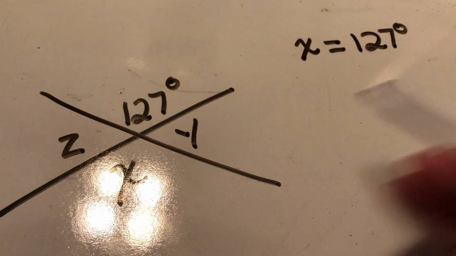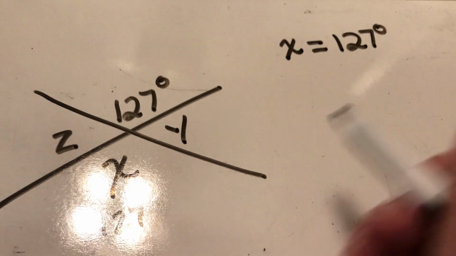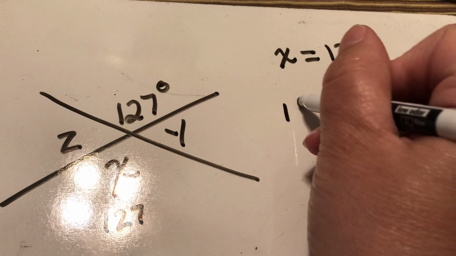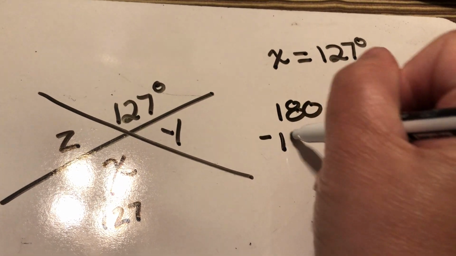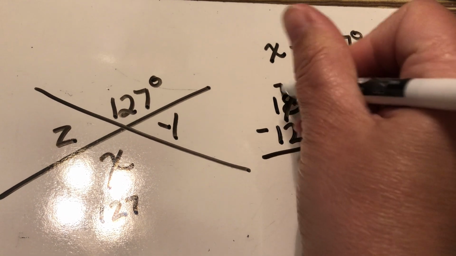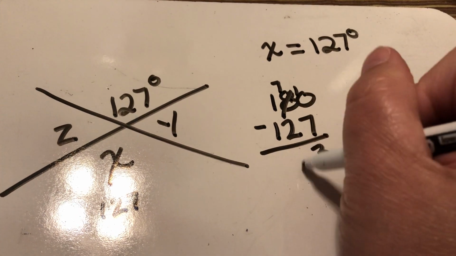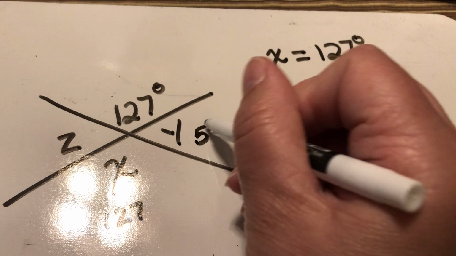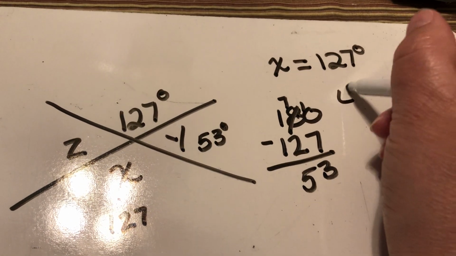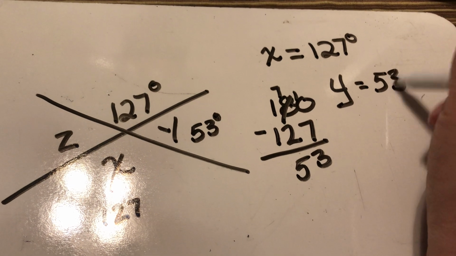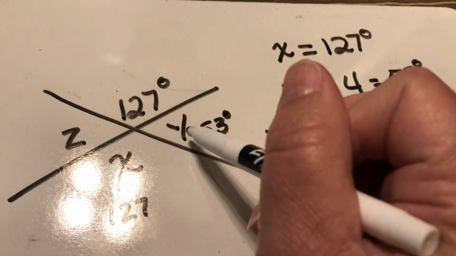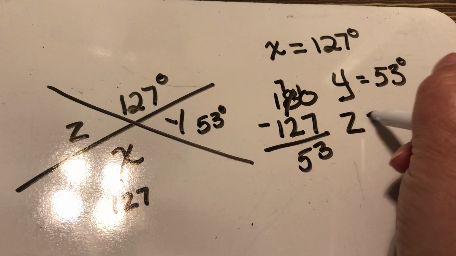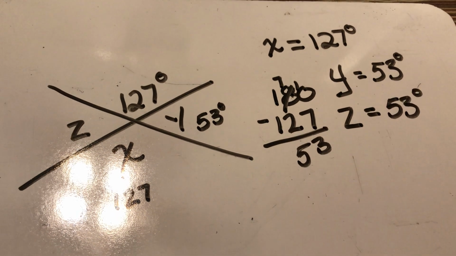Because X is 127, I know X and Y make a supplementary angle. So I can take 180 minus 127, and I get 53. So now I know that angle Y is 53 degrees. So right here, Y equals 53 degrees. And if Y is 53 degrees, well, Z is its vertical angle, so Z equals 53 degrees.